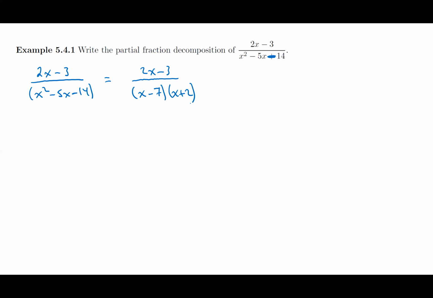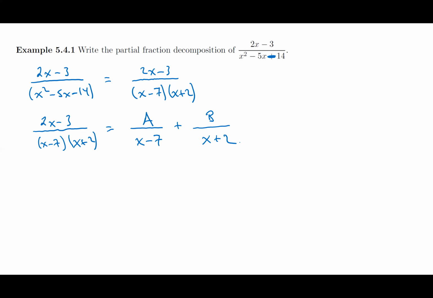And so what we are saying is, okay, let's rewrite this as a sum. I'll use A and B.